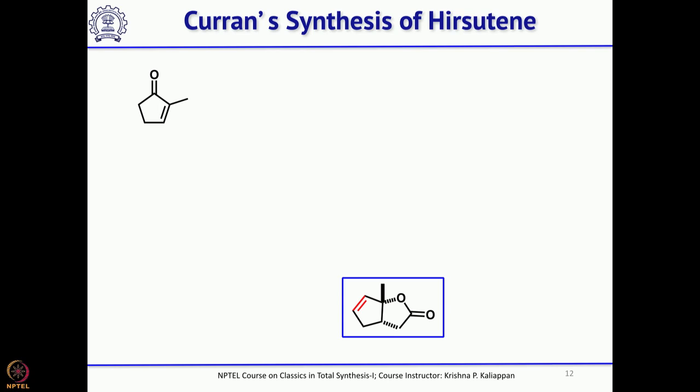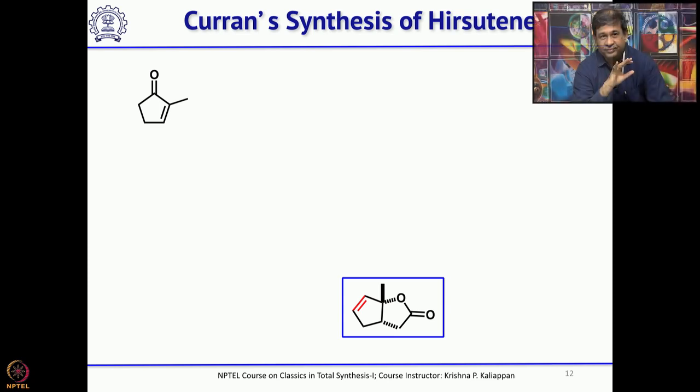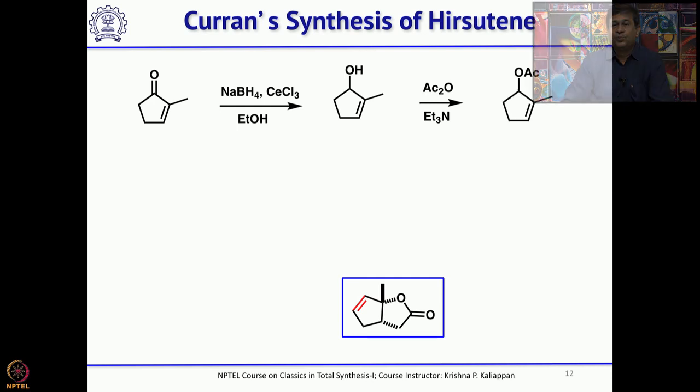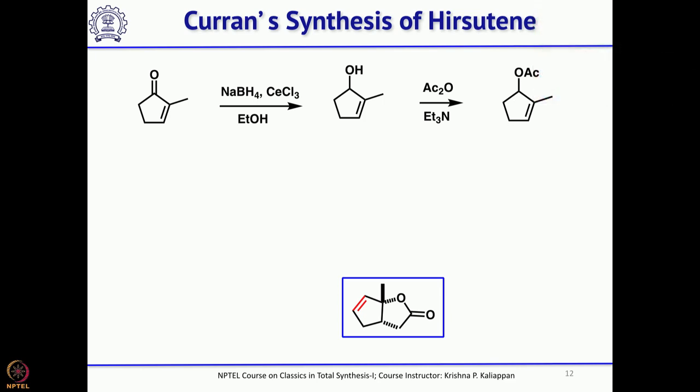He started from commercially available 2-methyl cyclopentenone. The first step was to use Luche reduction, that is sodium borohydride and cerium chloride, to reduce only the ketone of the alpha beta unsaturated ketone to get the cyclopentenol, with the methyl group at the 2 position. Then it was treated with acetic anhydride, which acetylated the hydroxyl group to form the corresponding 2-methyl cyclopentenyl acetate. This, on treatment with LDA and quench with TBS chloride, you can write this compound like this.